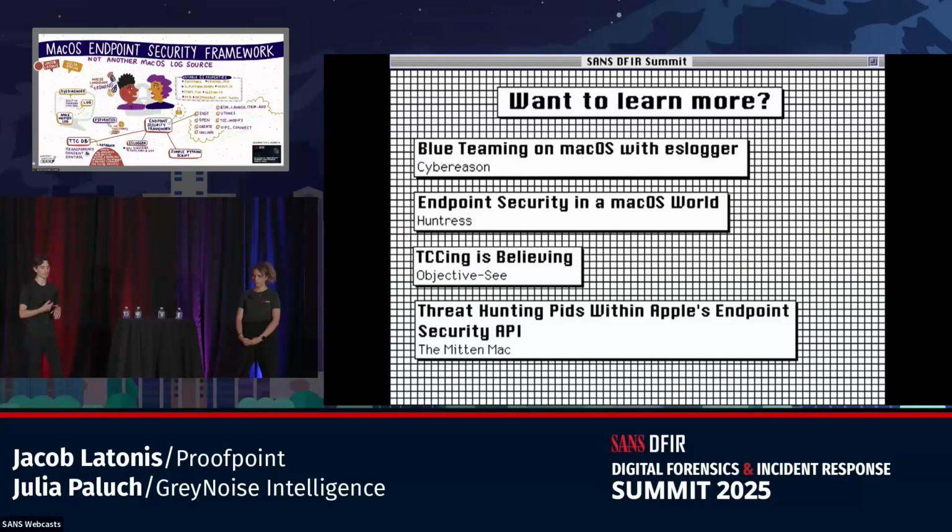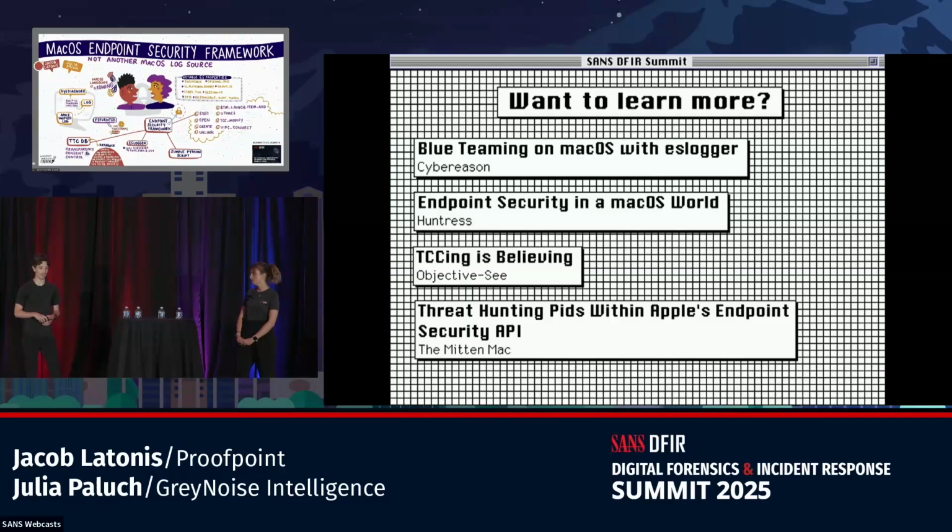So there's an article called Blue Teaming on macOS with ES Logger by Cybereason. They get up to speed really quickly with what the event types are, what you can monitor for, and why they might be triggered. It's not all encompassing, but there are events on there that you can do.